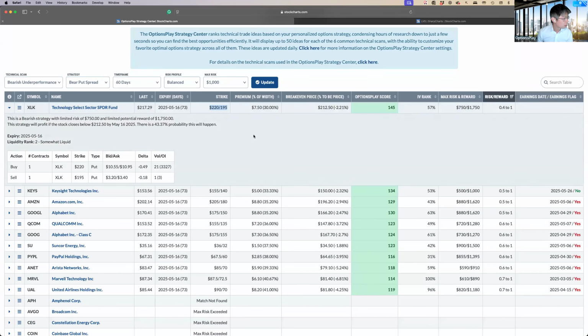If I bought the 220-195 put spread on XLK expiring in May, I'm only paying $7.50 for this $25 wide debit spread. That gives me a risk reward ratio, like I said, of $1 I can potentially make versus 40 cents that I'm risking on that. So it's only about a 2-to-1, 2.5-to-1 risk reward ratio if you think about it the other way around. And the ETF only has to decline down to 212.50 in order for me to be profitable.